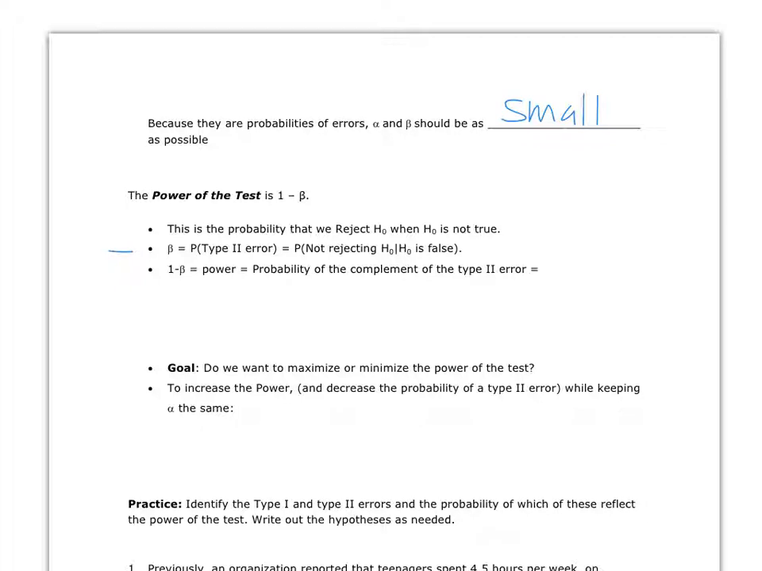So if we take 1 minus beta, we're calling that the power, okay? It's going to be the probability of the complement of the type 2 error. And that is the probability of rejecting the null hypothesis given the null hypothesis is false. So finding that complement, the given, what we're assuming has already happened, which is true, stays the same. All right, the complement is just the opposite thing coming before that.